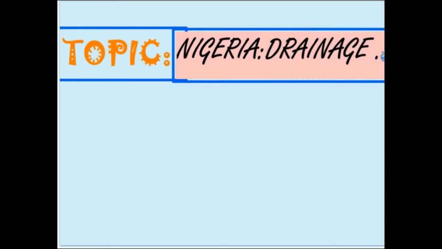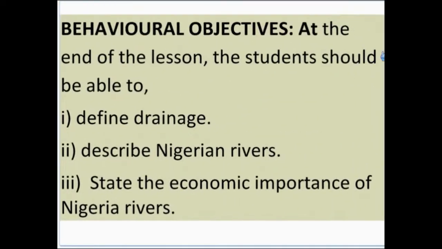Our topic for the day is Nigeria drainage. The objectives we are going to discuss today in this lesson are: first, to define drainage; secondly, to describe Nigerian rivers; and lastly, to state the economic importance of Nigerian rivers.